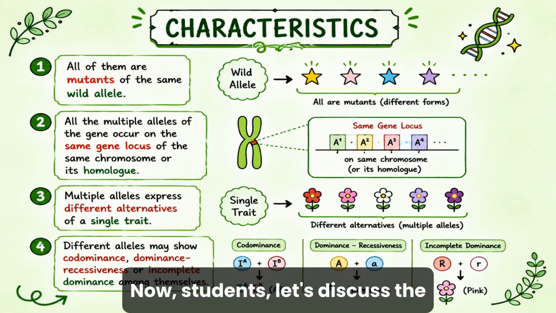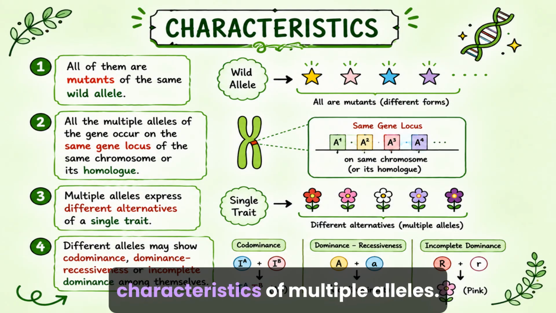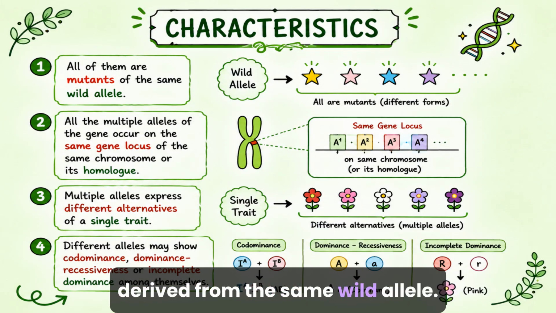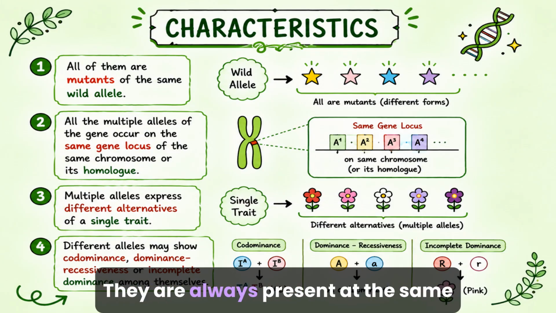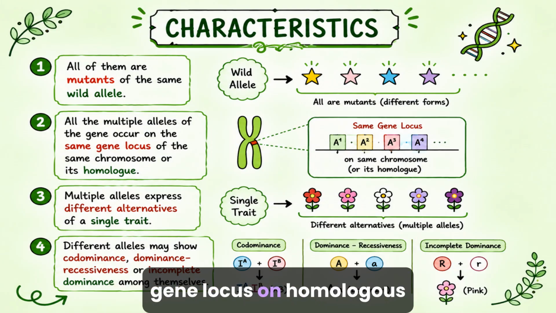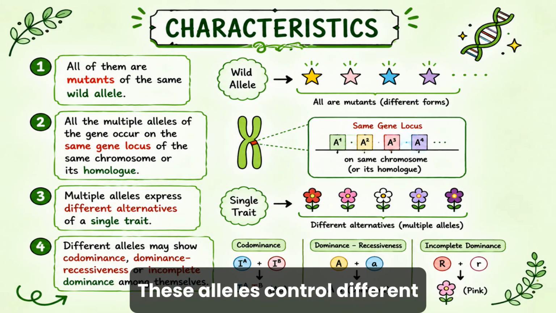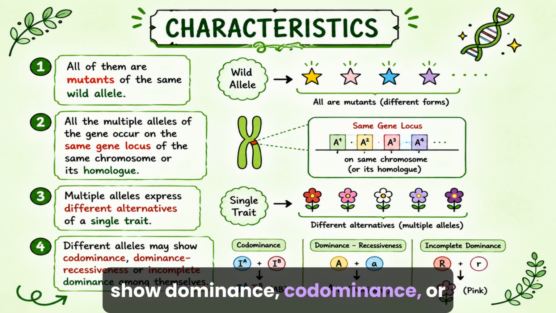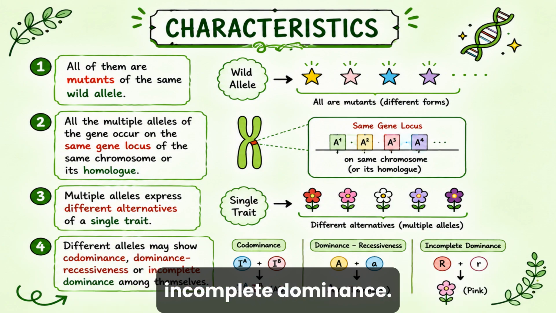Now, students, let's discuss the characteristics of multiple alleles. All multiple alleles are mutant forms derived from the same wild allele. They are always present at the same gene locus on homologous chromosomes. These alleles control different alternatives of a single trait. Depending on their interaction, they may show dominance, codominance, or incomplete dominance.